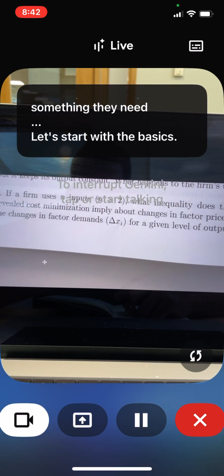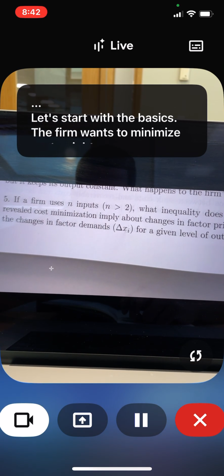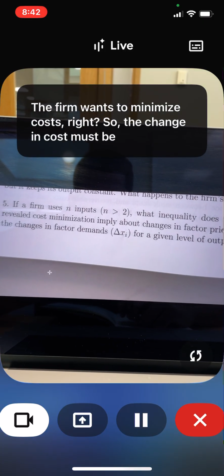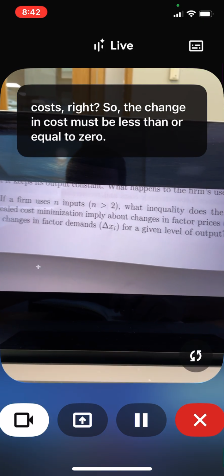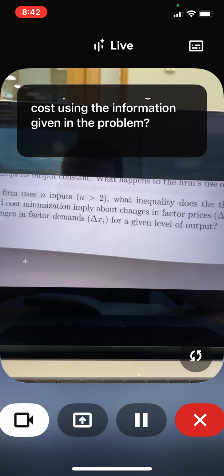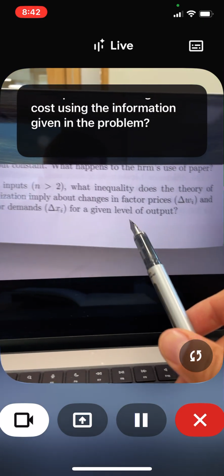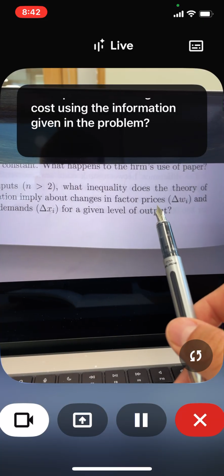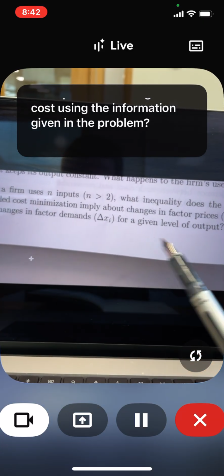Let's start with the basics. The firm wants to minimize costs, right? So the change in cost must be less than or equal to 0. Now, how can we express the change in cost using the information given in the problem? It could be, I guess, incorporating the prices, demands, and inputs somehow.